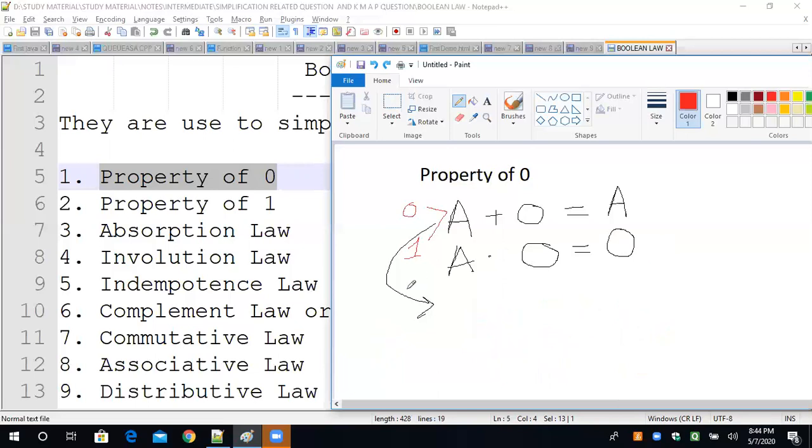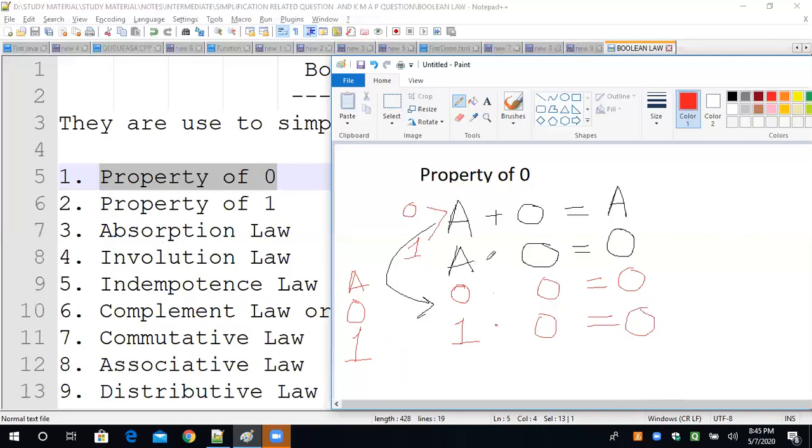Now a. So what value can I take? A single variable can contain two values. So first of all, the value of a I'm taking 0. So 0 dot 0 is equal to 0. Correct. The first phase is proved. Now I'm taking the value of a as 1. So 1 dot 0 is 0.